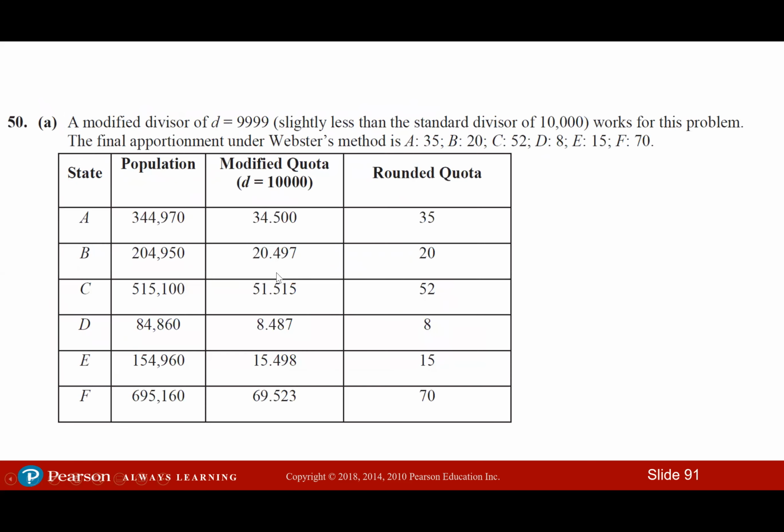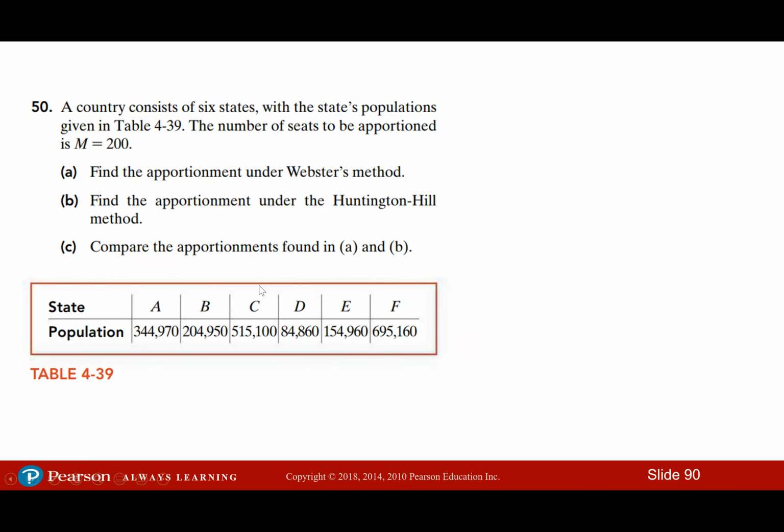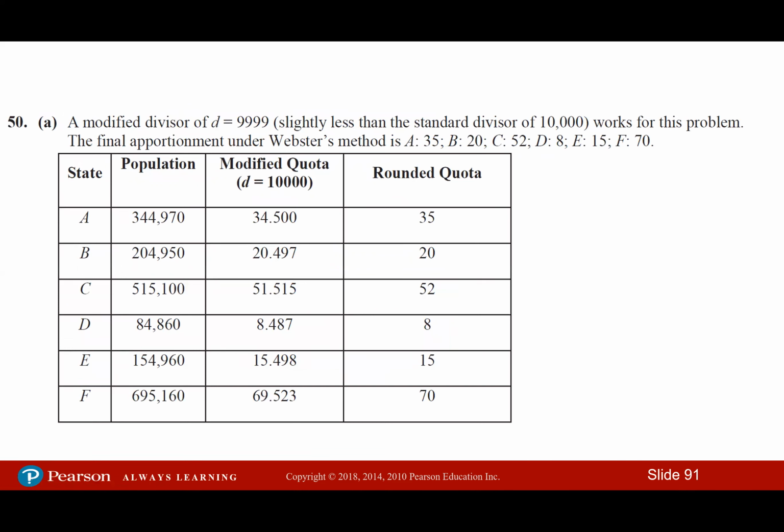All right. Let's go with it here. So there is a modified divisor. So let's go back over here. If we were to get a divisor here, right? It's all this divided by 200,000, or so 200. And you get that.